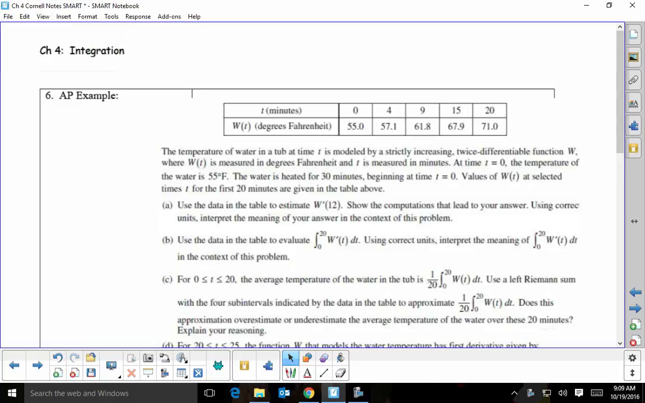We are starting off with this fun AP problem.